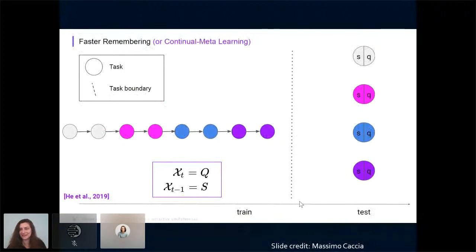And continual meta-learning, that's yet another relatively recently proposed kind of setting. It's meta-learning done in continual ways. So you have periods of time when you run meta-learning, and those happen in an online non-stationary setting.